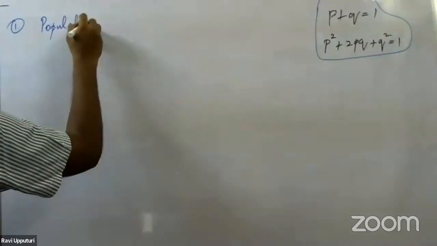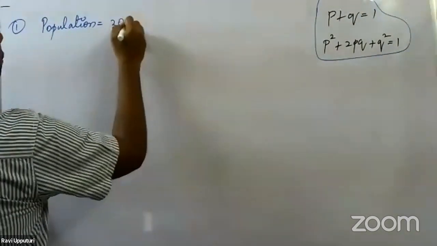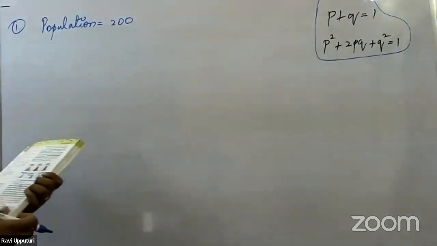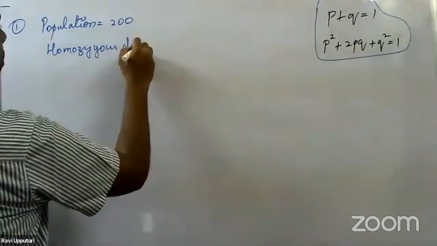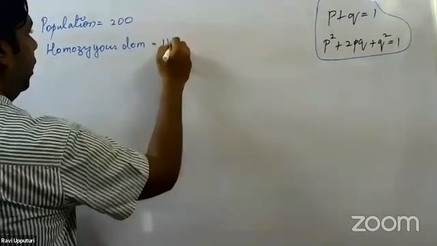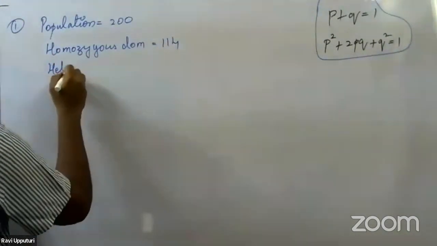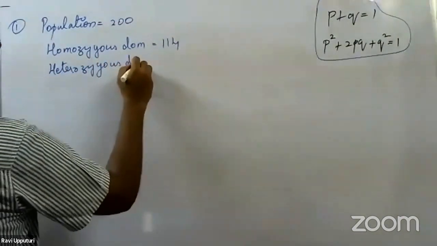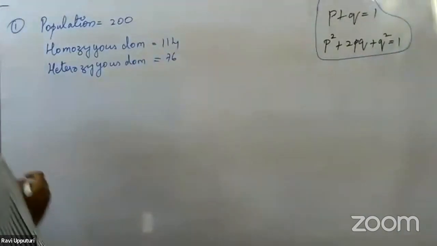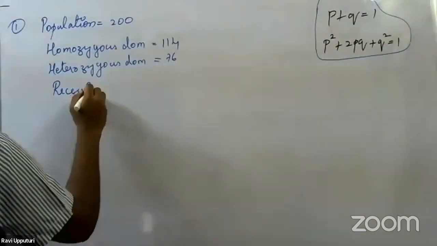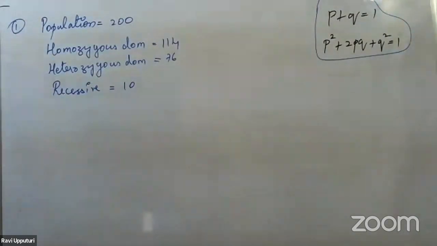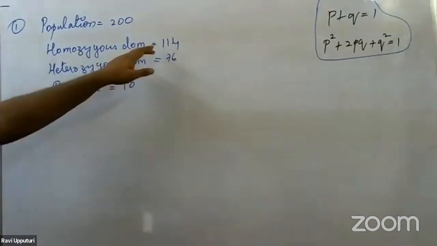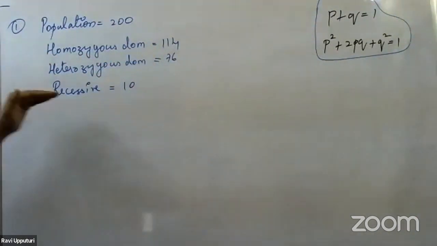What they say is, assume that in a population, again they have given you the population, a population of 200 individuals. The population size is said to be 200 here. The second thing they have given is, out of 200 individuals, homozygous dominant individuals are said to be 114, then heterozygous dominant individuals are said to be 76, and recessive individuals are said to be 10. So this is the data they have given. Out of 200 individuals, the homozygous dominant are 114, heterozygous dominant are 76, and the recessive individuals are 10.